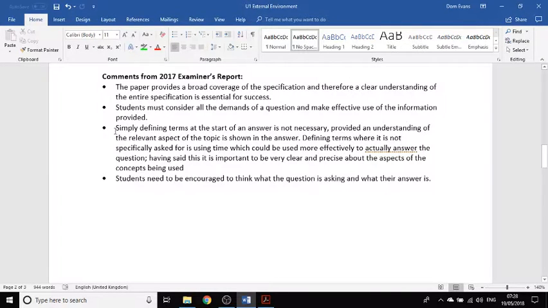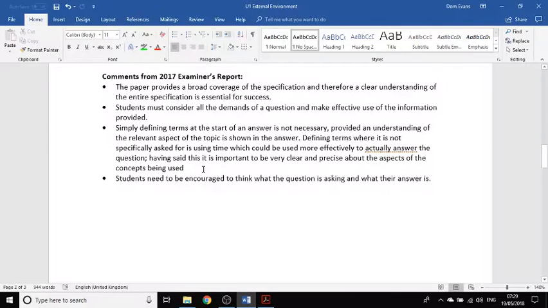This is an important point here. Now, I often start off my essays with the definition. Simply defining terms at the start of an answer is not necessary, the examiner tells us, provided an understanding of the relevant aspect of the topic is shown in the answer. Defining terms where it is not specifically asked for is using time which could be used more effectively to actually answer the question. Having said this, it is important to be very clear and precise about the aspects of the concepts being used.